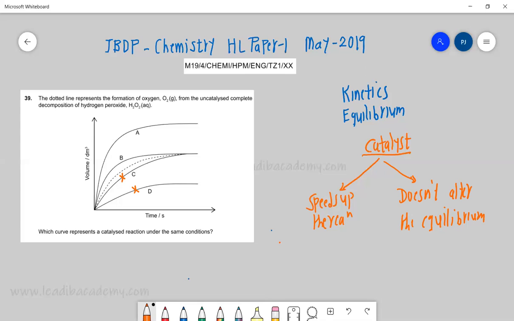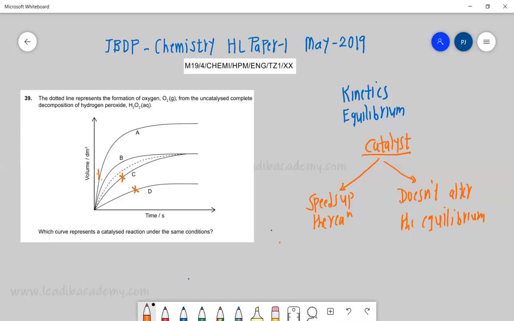You should be in a position to eliminate at least 2 options out of 4. So in this case, the toss is between A and B, because both are qualifying. The reason being the initial rates of reaction. What do you mean by initial rate? That means how steep it is initially. It is nothing but the slope of the tangent. You can clearly see A and B initially are rising much faster as compared to the dotted line. So yes, that is qualifying.